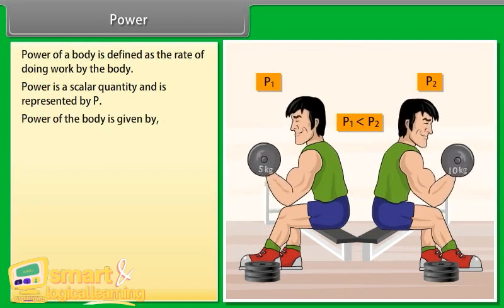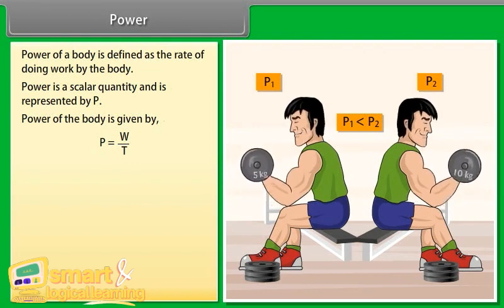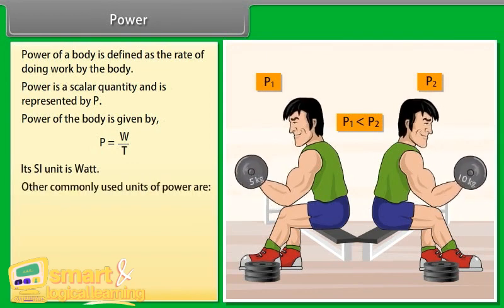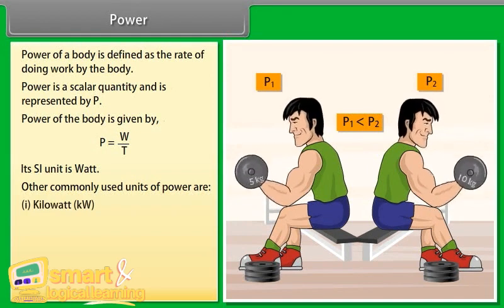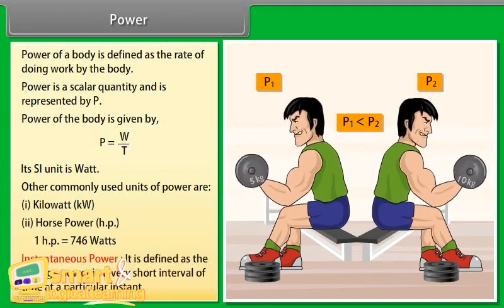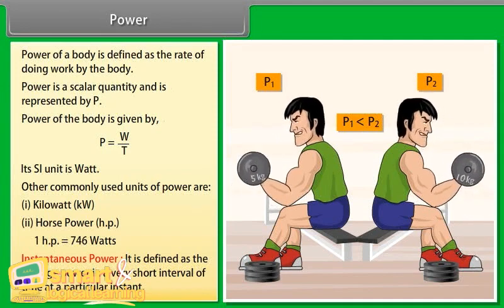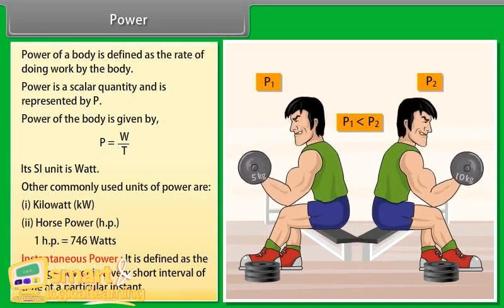Power of a body is given by P = W/T. Its SI unit is watt. Other commonly used units of power are kilowatt and horsepower. 1 horsepower is equal to 746 watts. Instantaneous power. It is defined as the average power in a very short interval of time at a particular instant.